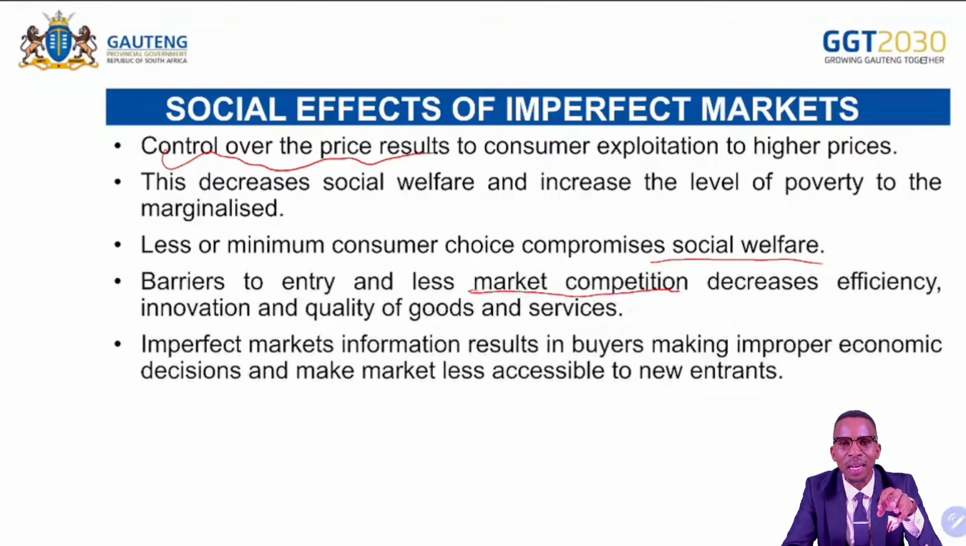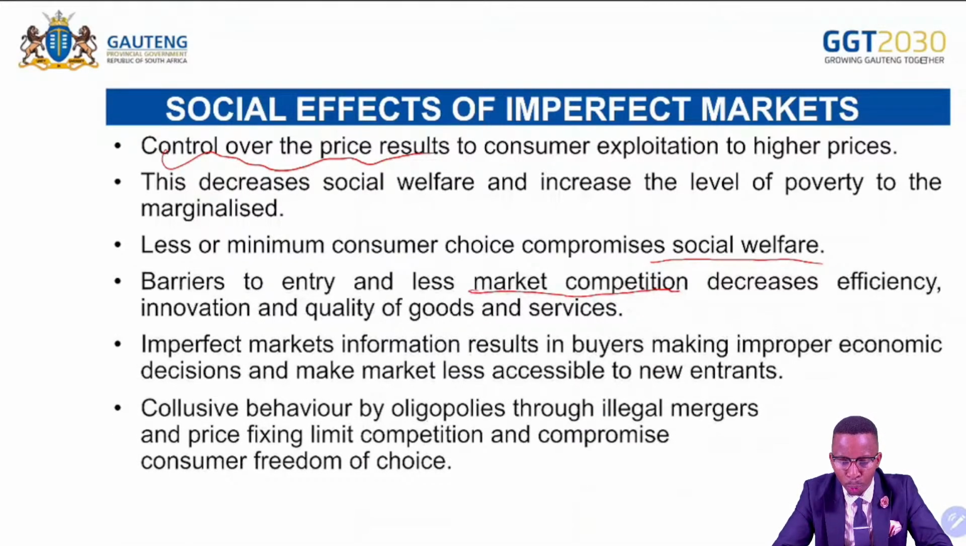Imperfect market information results in buyers making improper economic decisions and makes the market less accessible to new entrants. Since under imperfect markets firms are not providing enough information, especially under oligopoly and monopoly, firms that are willing to enter the market are not able to do so as they do market research, because the market information is not completely available. The market information is hidden by existing competitors. So that results in less competition, because firms find the lack of information a barrier to entry and competition within the market.